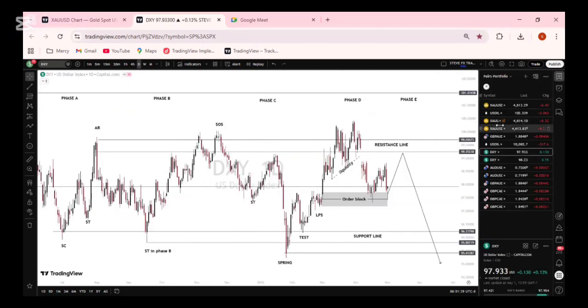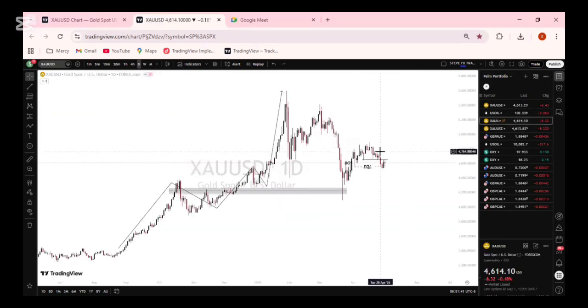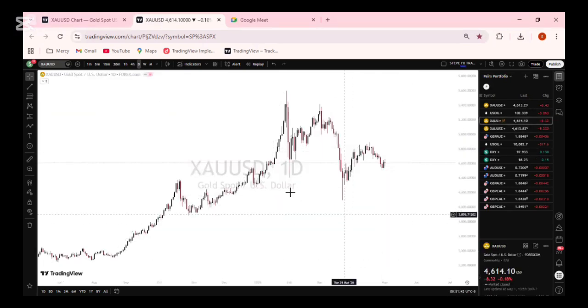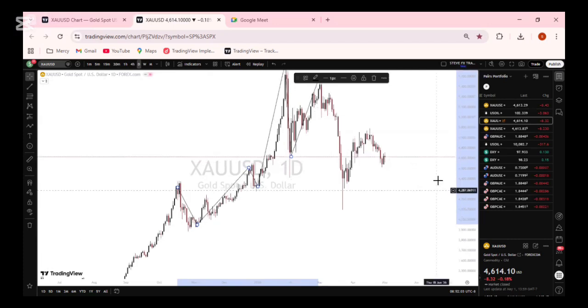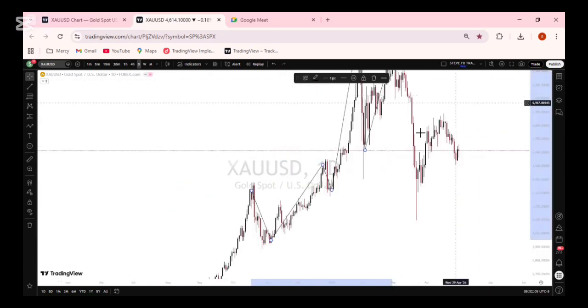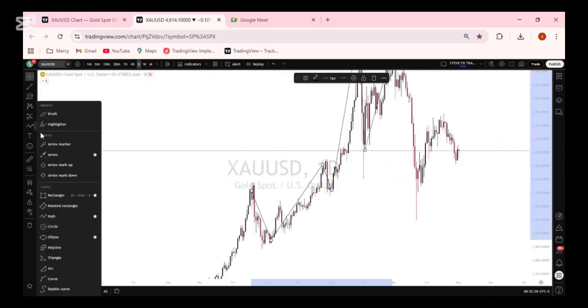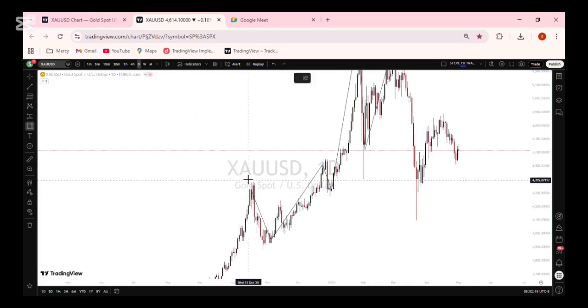Now let's go on to gold and analyze gold as well. When we look at gold price action, we were having a very impulsive move. If we are considering our major structures, there was so much impulsive move on gold around this particular zone. But then we have gold reacting at this particular hot zone.